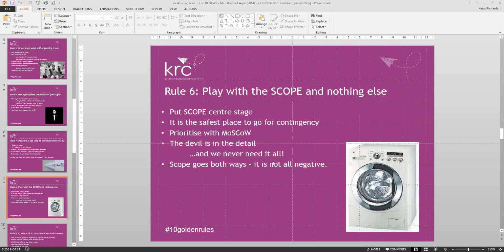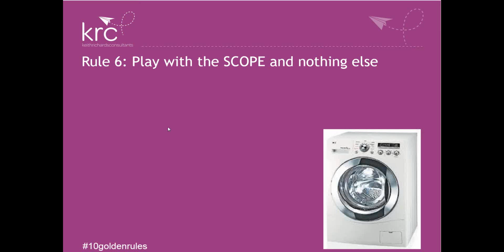So now we're going to look at rule number 6 in terms of where we're going with the golden rules of Agile. And this is all about playing with scope and making sure scope is center stage. Again, some of the regulars on the webinar will realize or be familiar with how much we talk about scope at KRC. But really, this is the thing that it's not what I call an option, it is center stage. It's exactly what you should be working with.